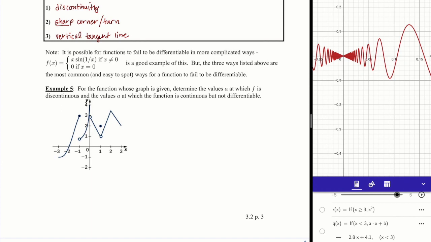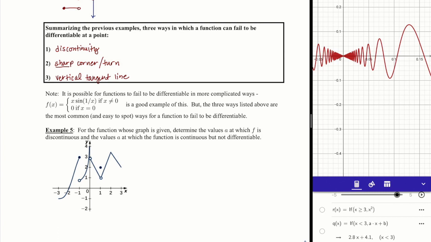So it's not necessarily a discontinuity, it's not a sharp corner or turn, there's not a vertical tangent line there, but it's still not differentiable at x equals 0. So mainly just be concerned with these three that we outlined. Watch for discontinuities, watch for sharp corners or turns, and watch for vertical tangent lines.